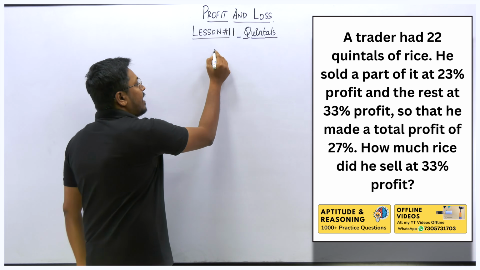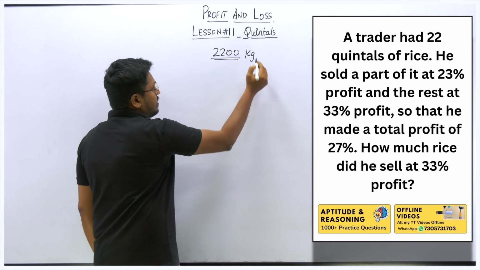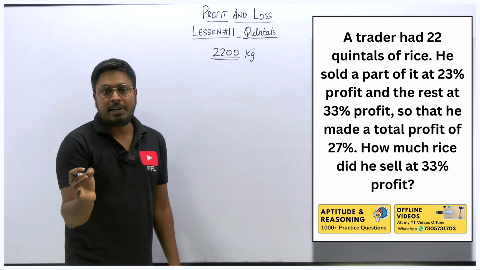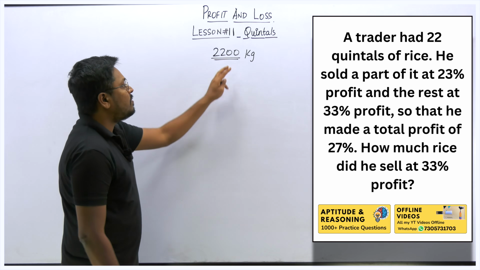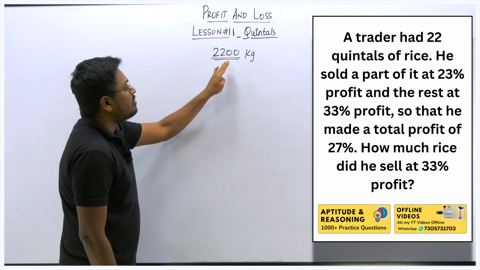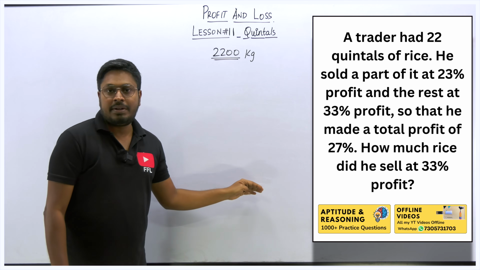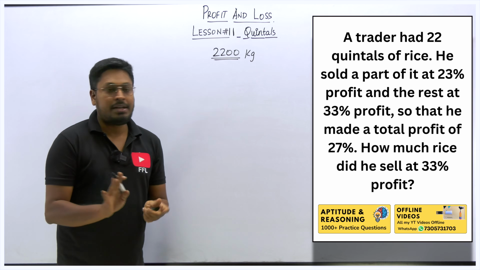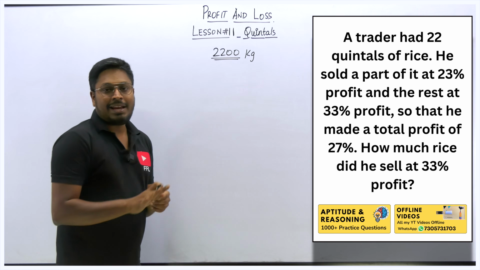Either you can directly convert this 22 quintals into 2200 kilograms here itself, because he is a trader of 22 quintals. So 1 quintal is 100 kilograms, and 22 into 100 will be 2200 kilograms. Some students convert here itself. Some students find the final answer in quintals and then convert the last quintal into kilograms. That is your wish. But I always suggest you convert here itself so that you won't make any mistake.